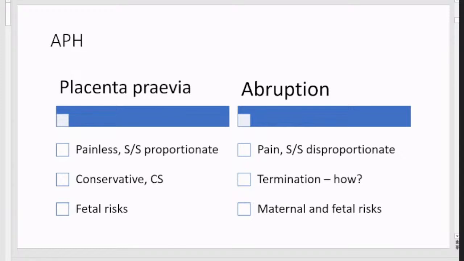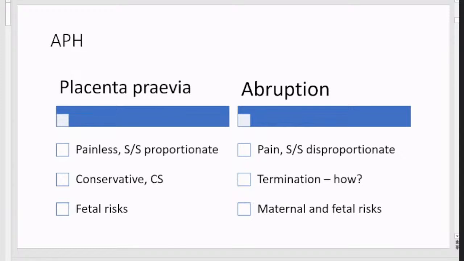Then the rest of the questions will come. What is your diagnosis? What is the differential diagnosis? What investigations will you do? Or how will you manage? And so on and so forth, right? Here, what you have to know is something you all know. In abruption, there is likely to be a history of pain. The shock and the clinical findings are likely to be disproportionate to the bleeding seen externally, because some of the bleeding is likely to be concealed. Whereas placenta previa is painless bleeding, and the degree of shock is proportionate to the amount of bleeding the patient describes.